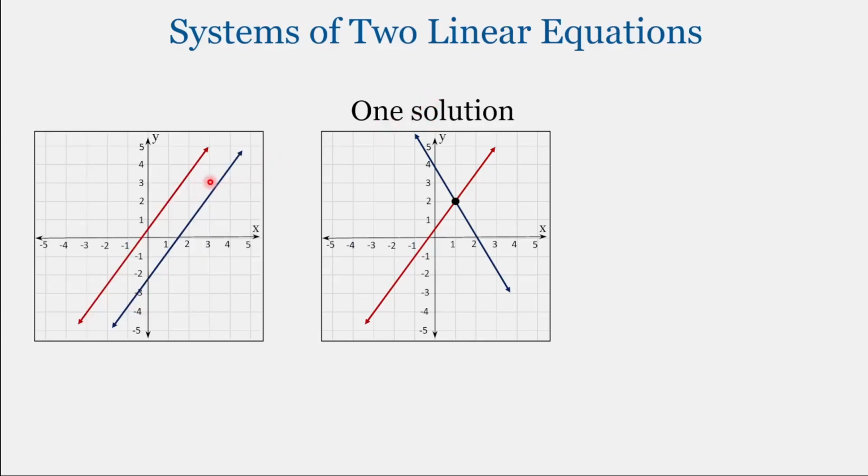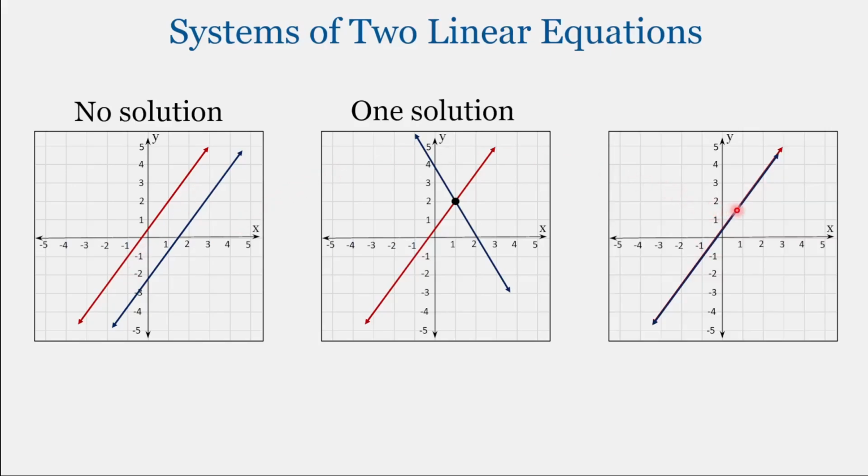A second is if the two lines are parallel to each other. These two lines are parallel. They have the same slope, so they're changing at the same rate, but they cross the y-axis at a different location. So parallel lines have the same slope, but a different y-intercept. So in this case, there will be no solution. These lines will never cross each other. They will never intersect on our two-dimensional graph.